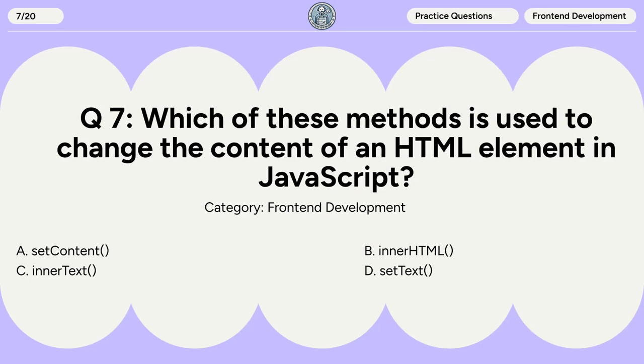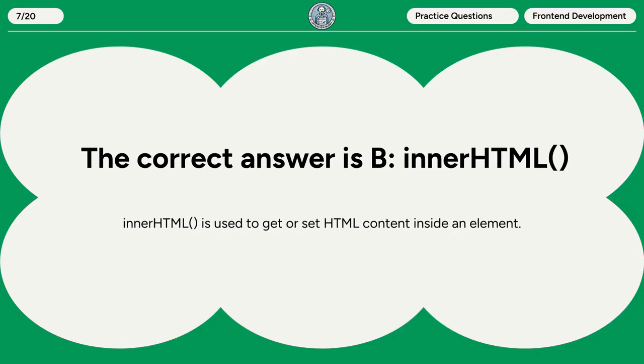Question 7. Which of these methods is used to change the content of an HTML element in JavaScript? A. Set content. B. Inner HTML. C. Inner text. D. SetText. The correct answer is B. Inner HTML. Inner HTML is used to get or set HTML content inside an element.